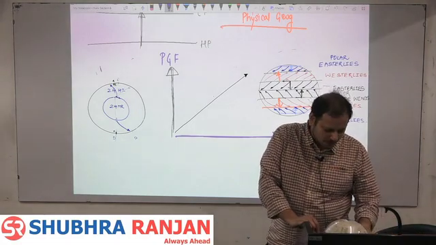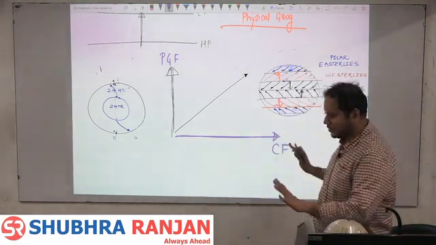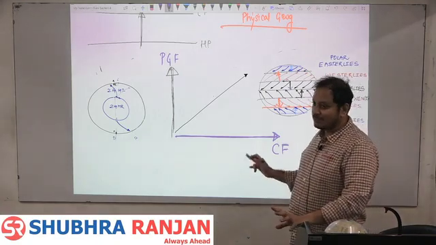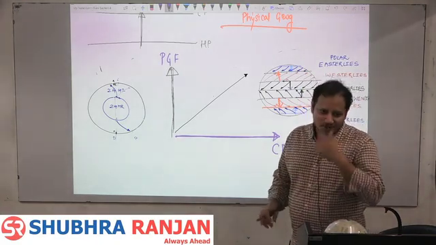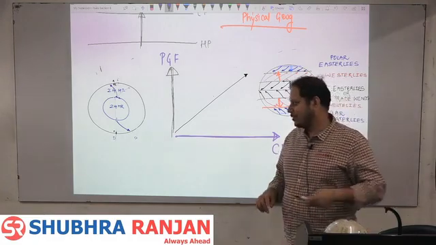Fine. So there are two forces. Have you understood the two forces? Pressure gradient force and Coriolis force. But this is not the only force. There is one more force.